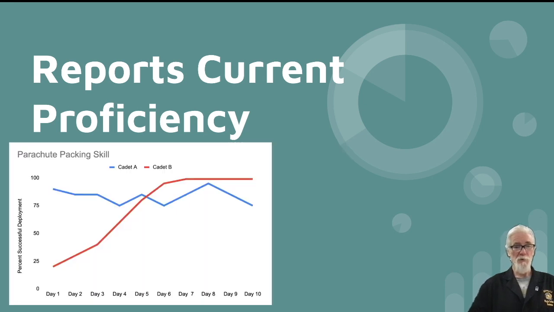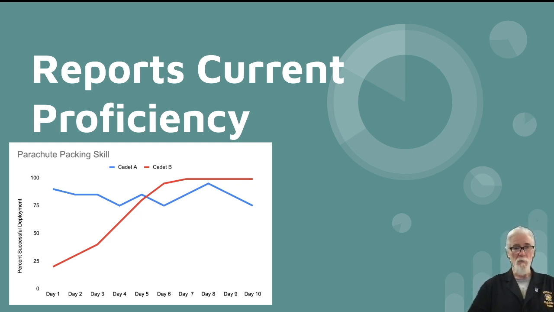Here's another example that might also drive home why we think this is important. These are the records of two hypothetical cadets learning how to pack parachutes. We have two cadets. Cadet A, in the blue line here, has about an 85 to 90% proficiency on packing parachutes. That means most of the people, like 90% of the people whose parachutes he packed, would probably have survived. By the end of day 10, Cadet A is still about at the same level. Pretty good at packing parachutes.